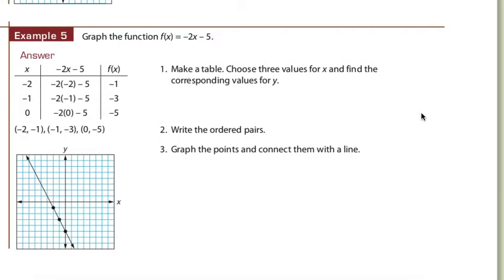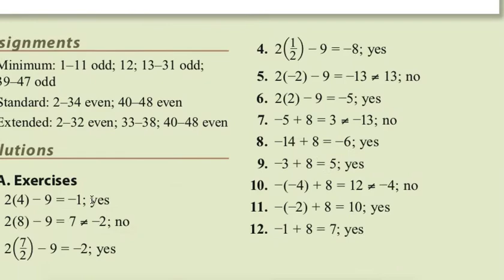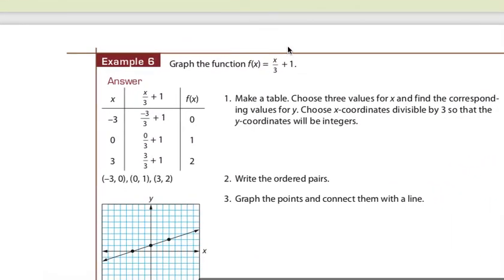There's another example of ordered pairs that you can write down in your notes. And let's see if we look at our last one. This is a fun function. We have x divided by 3. And when you have a function that's a fraction, I would choose x coordinates that are divisible by 3 so you don't have to deal with the fractions. If you chose 1 as your x coordinate, then you'd have 1/3 plus 1, and that would give you a fraction for y, and it's kind of harder to graph that way.